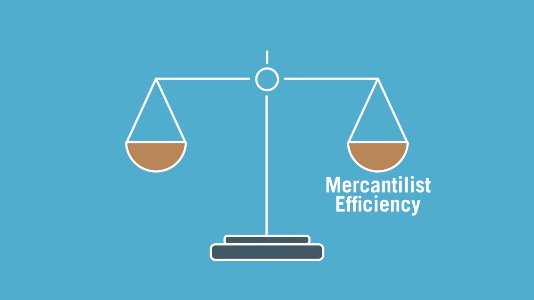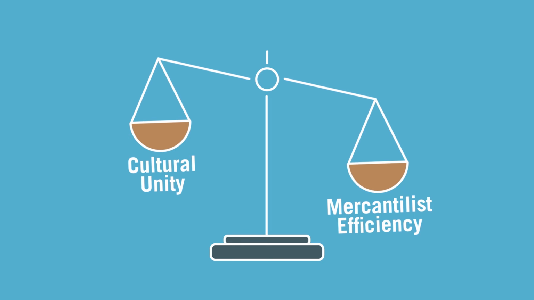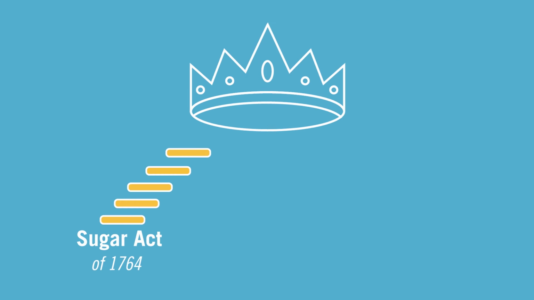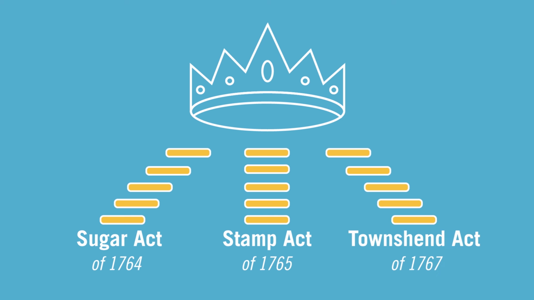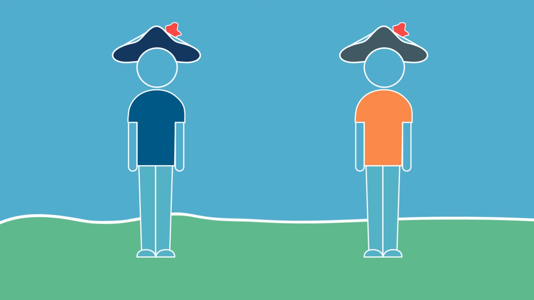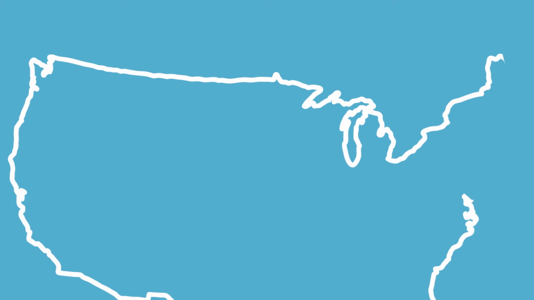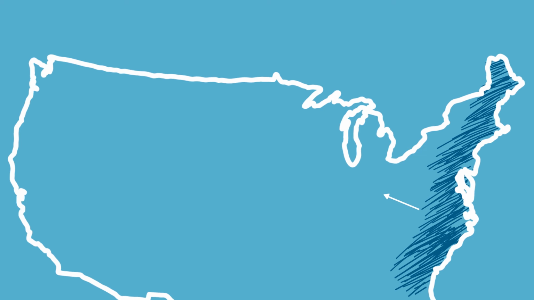Following the war, the British Parliament was focused more on mercantilist efficiency and less on cultural unity within the empire. Almost immediately, the Crown imposed new taxes and new trade regulations on the colonists in an effort to help pay for the war. This included the Sugar Act of 1764, the Stamp Act of 1765, and the Townshend Acts of 1767, which all acted as revenue generators for the Crown. Having enjoyed so much freedom over their own affairs to that point, the Americans were surprised and began to become resentful.